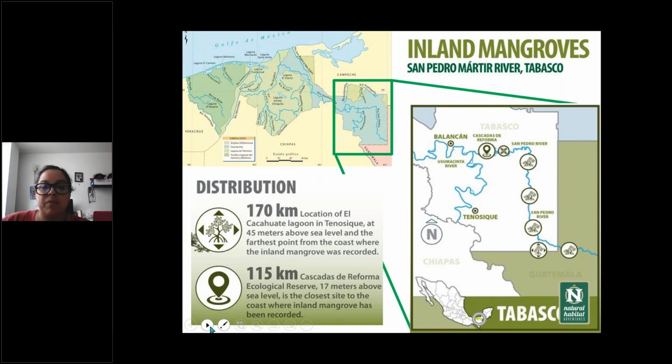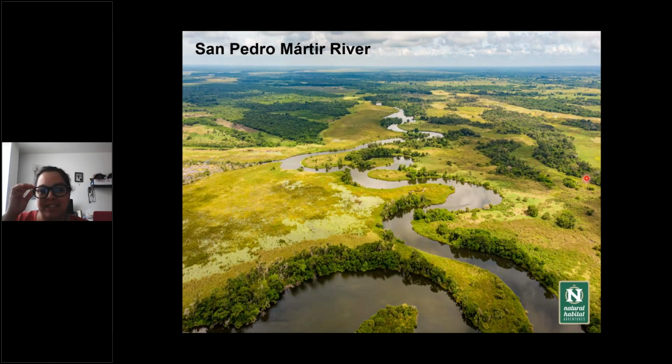So this is something very, very amazing, because these mangroves adapted to be in fresh water. They still don't know how they did that. They have a hypothesis that all this water, due to the characteristics of the soil in the peninsula, has a high concentration of minerals, specifically calcium. So the mangroves adapted to take the calcium for their physiological needs instead of the salt from the seawater.